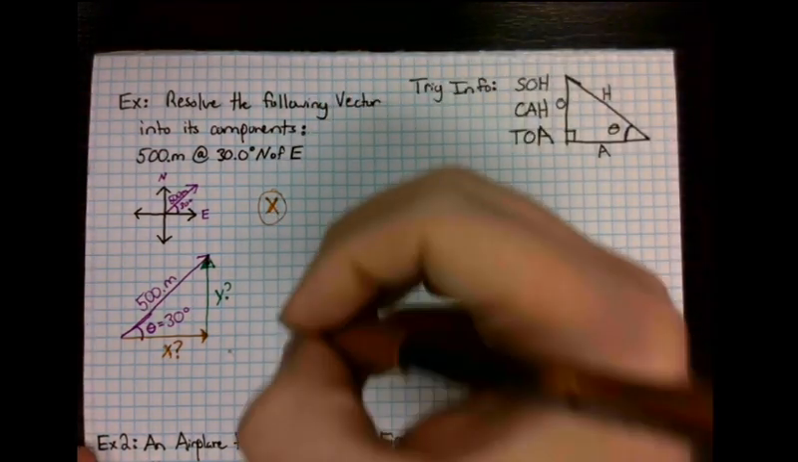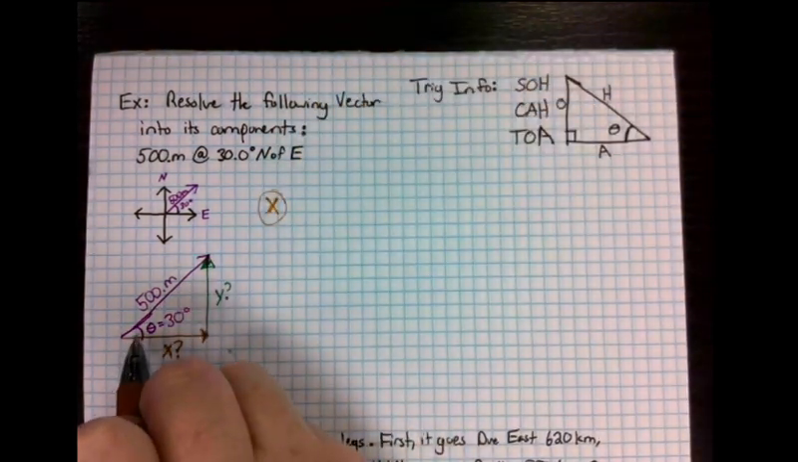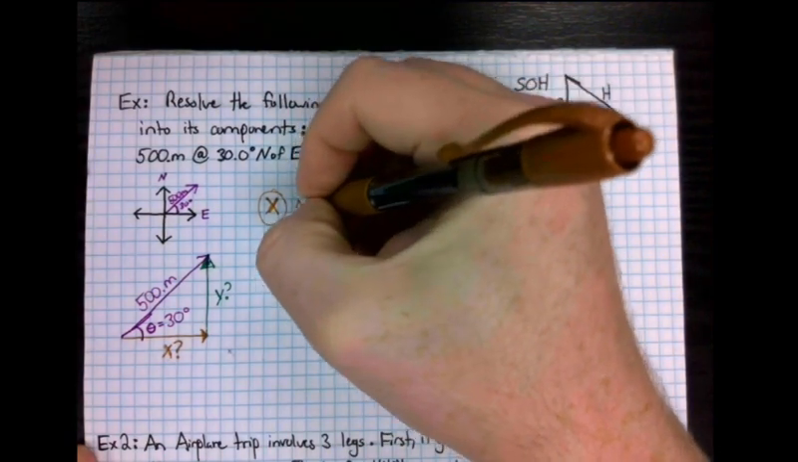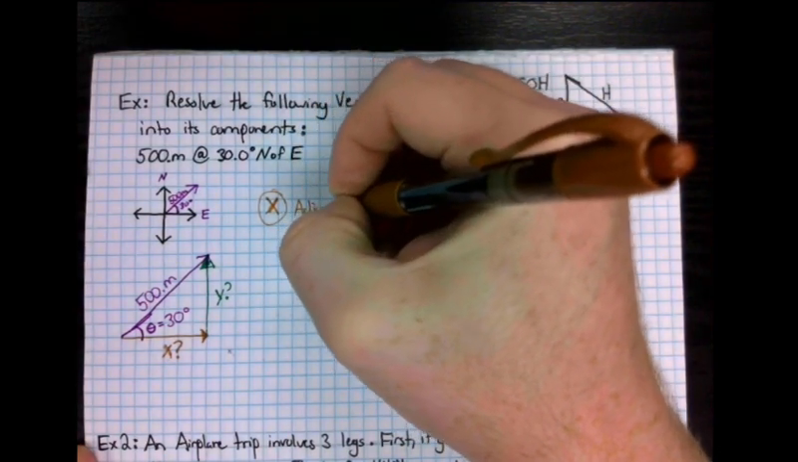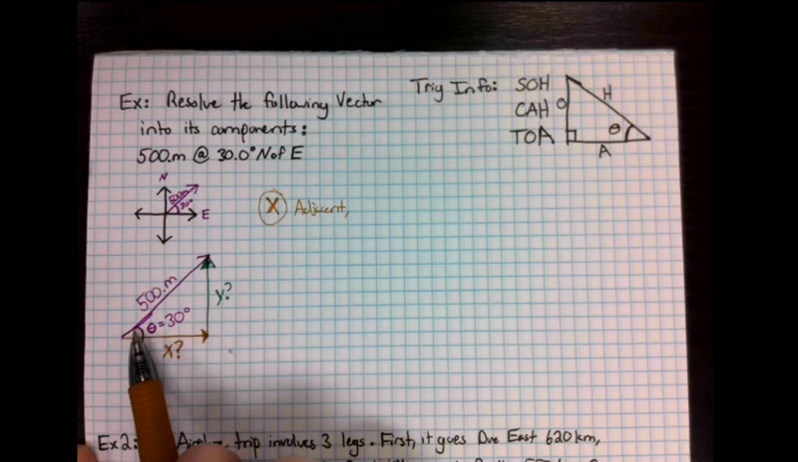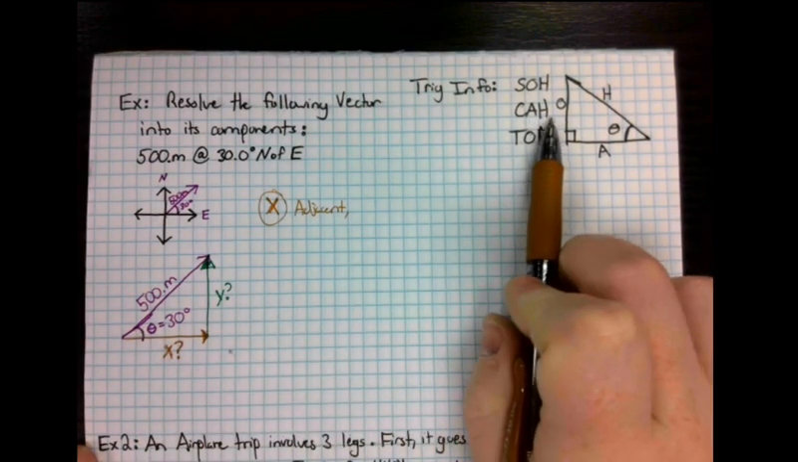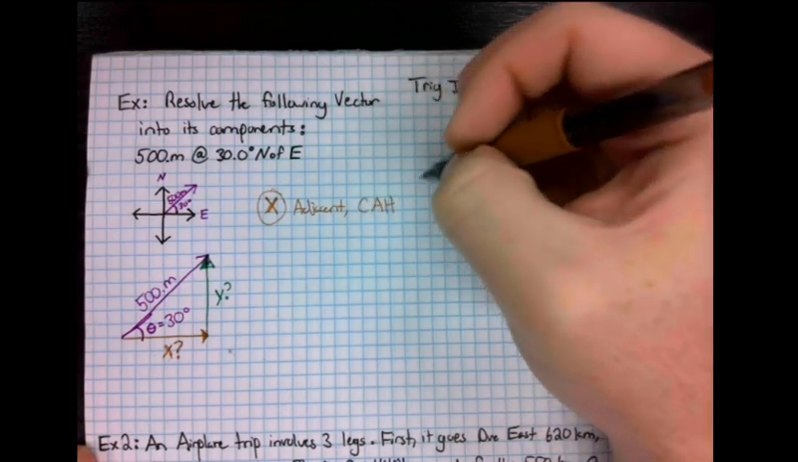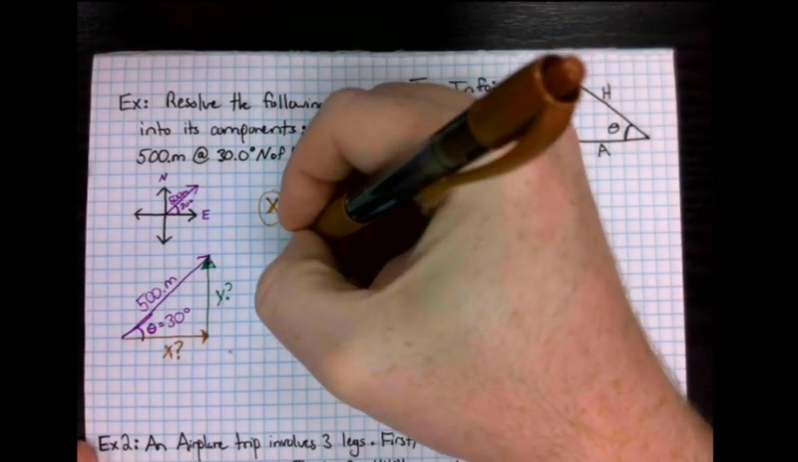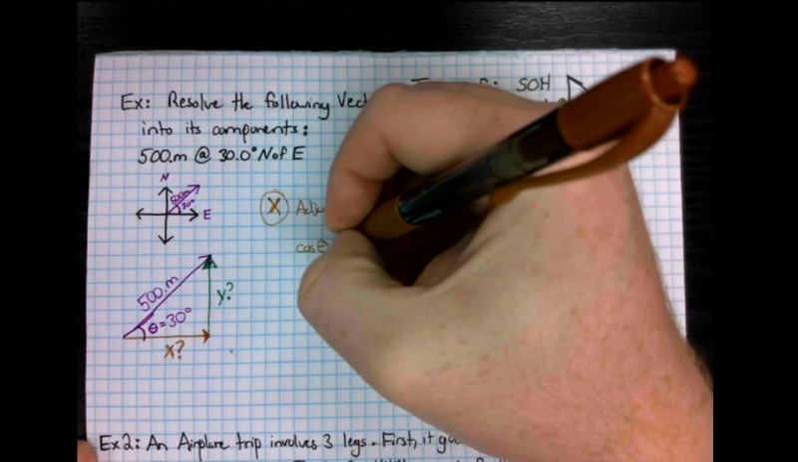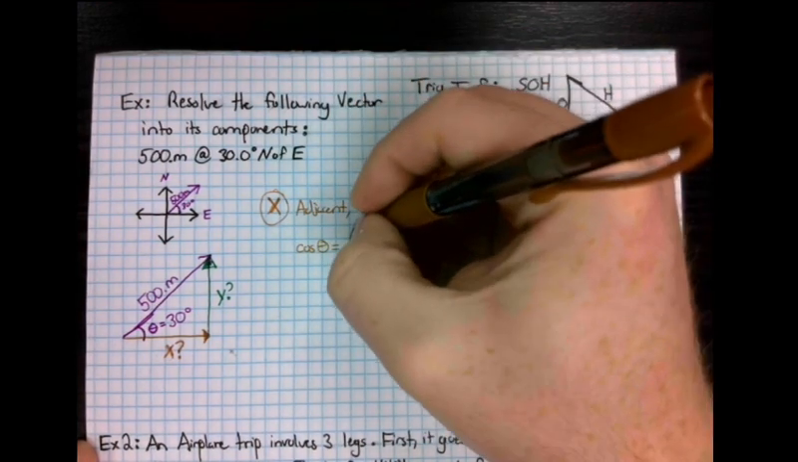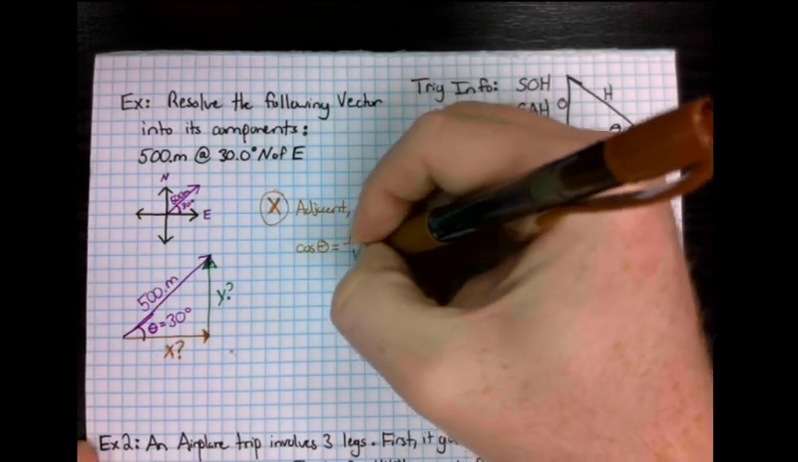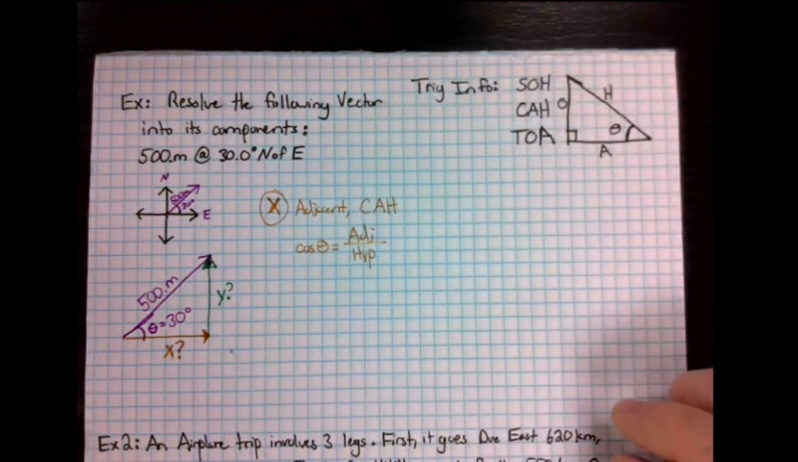Our x component, we want to find the adjacent. We have the hypotenuse. So what angle involves the adjacent and the hypotenuse? That is going to be CAH. We're going to use CAH. CAH means cosine theta is equal to adjacent over hypotenuse.